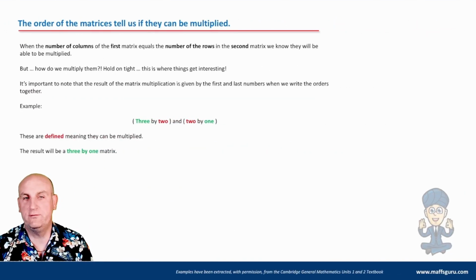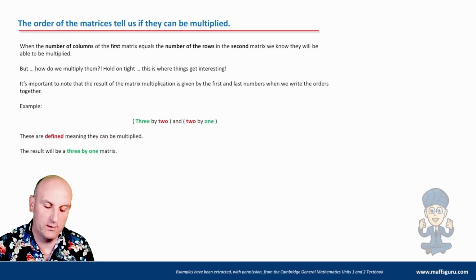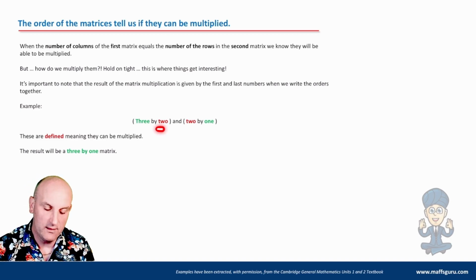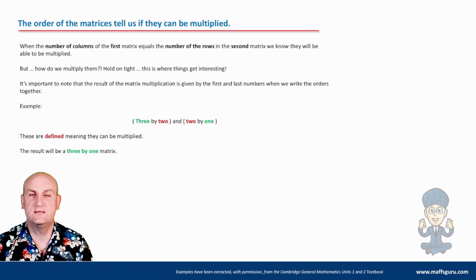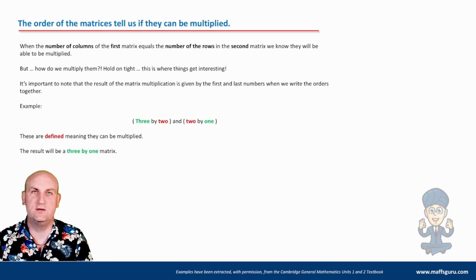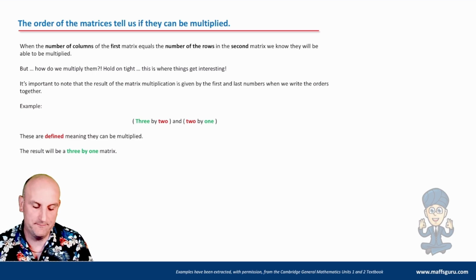Now, the order of the matrices, as I say here, tells us if they can be multiplied. Why? Because when we write them side by side, if the middle 2 numbers are the same, then we can actually multiply these together. Ka-ching, that's it. So when it asks later on in the question, are the following matrices defined? They're asking really to say, can you multiply them together? And that's what I say here.